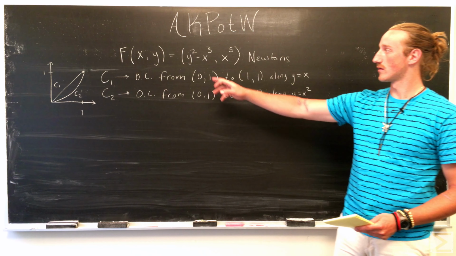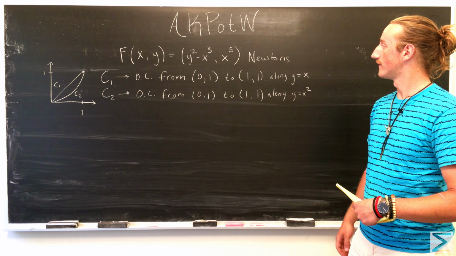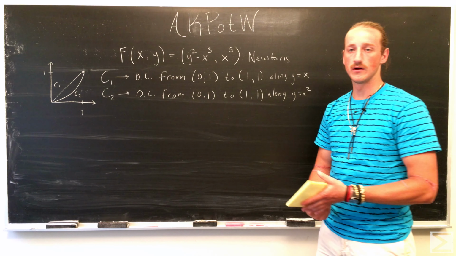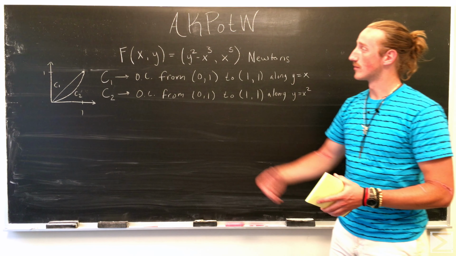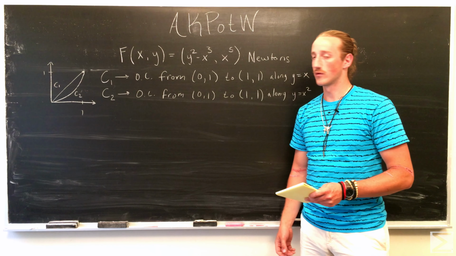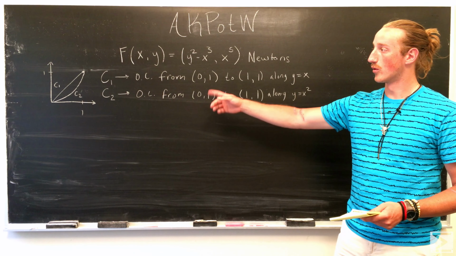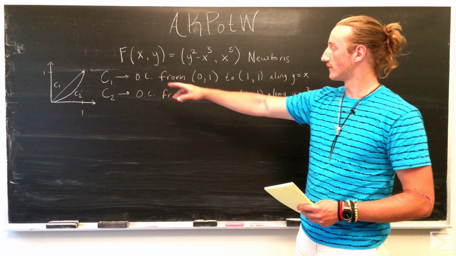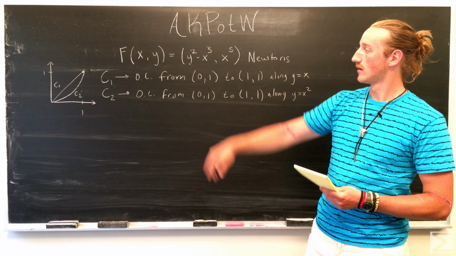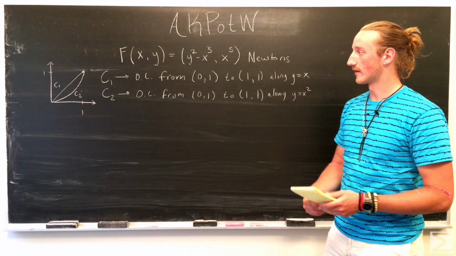Given this force field, y squared minus x cubed, and x to the 5th, in newtons, where x and y are in meters, the problem asks us to calculate the work done by the force field and whether it's the same for both oriented curves. C1 is the oriented curve where y equals x from (0, 0) to (1, 1), and C2 is the oriented curve from (0, 0) to (1, 1) where y equals x squared.